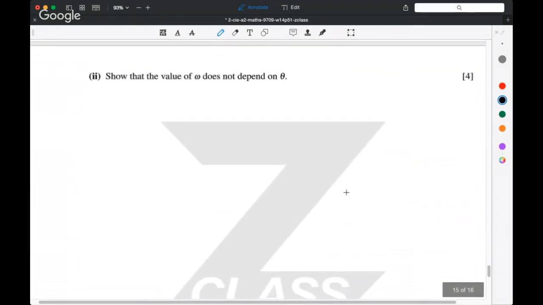Okay, show that the value of omega, the number of radians per second that this thing does, does not depend on theta. So I'm going to go back to this diagram and look at this component of the force, which is T sine theta. This is the part of the force that isn't stopping the ball from moving downwards.